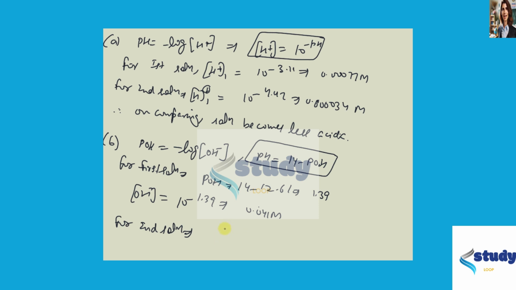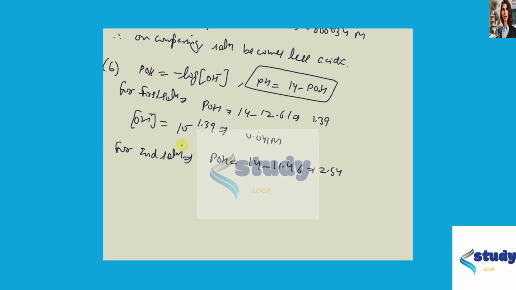Then for the second solution, pOH can be calculated as 14 minus pH, which is given to us as 11.46, and when we solve this, it comes out to be 2.54. Then the concentration of OH negative ions for this second solution is calculated as 10 raised to power minus 2.54, and when we solve this, it comes out to be 0.0029 molar. So when we compare these two solutions, it comes out to be less basic.